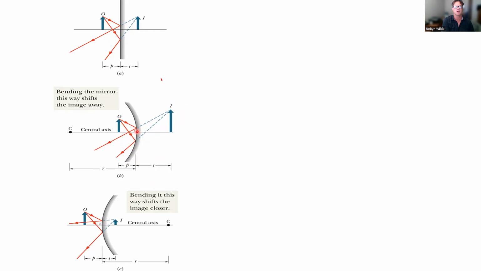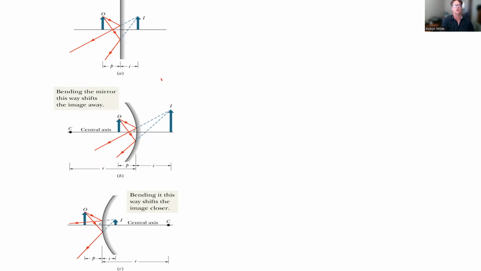from the center of the mirror. I is the image distance, and R is sometimes called the radius of curvature. So if you made this mirror into a total sphere, it would be its radius. It turns out, as we will see in the next slide, that there's something else called the focal point. The focal point is 1/2 the radius of curvature.